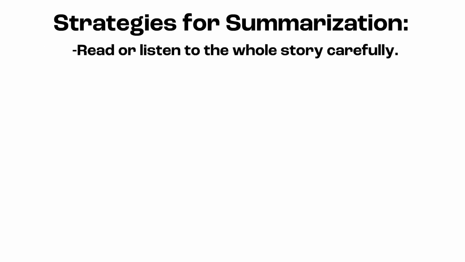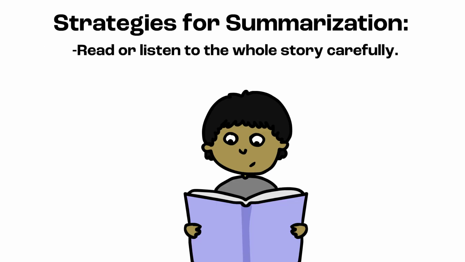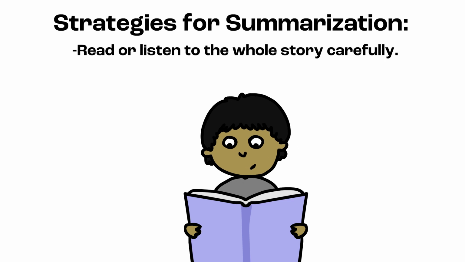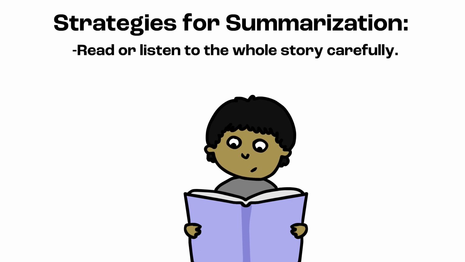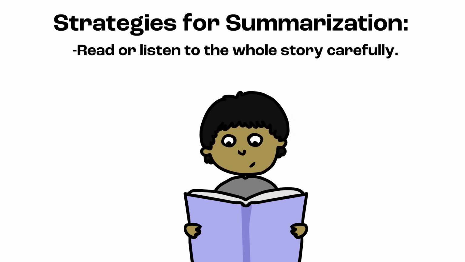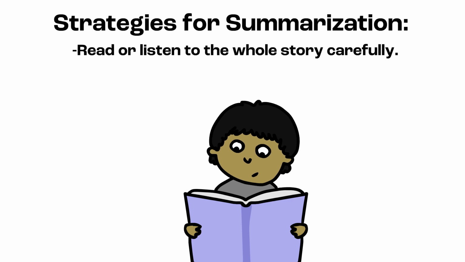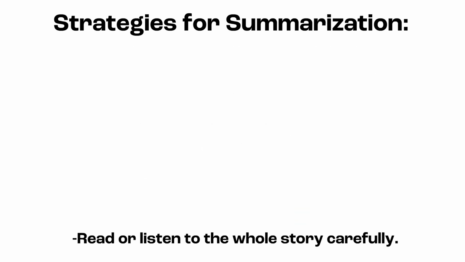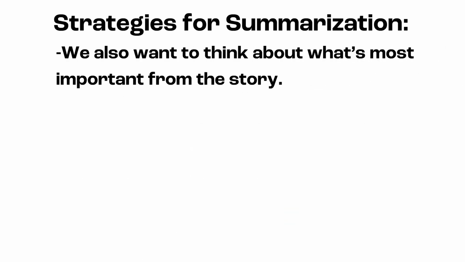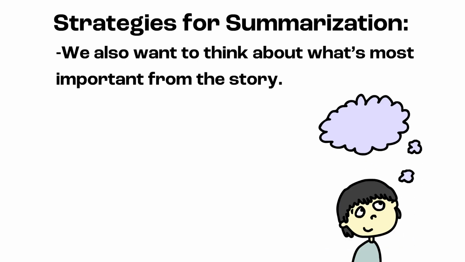Here are some strategies to use to help you to summarize information better. First, you should read or listen to the full story carefully. We want to make sure that we can fully understand what is going on in the story, so that we are correct with summarizing our important details. We also want to think about what's most important in the story. When we think about summarizing, make sure we think about the biggest things that happened.